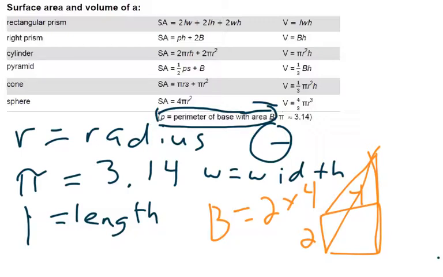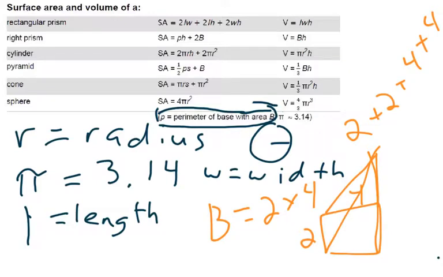But if you get the letter P, it's the perimeter of the base. Let's say we're getting the surface area of the pyramid. We already have the capital letter B, but we need to know what P is. That's the perimeter of the base, so in this case, we would go 2 plus 2 plus 4 plus 4, and we would get 12. So the lowercase p is just all of the sides of the base added together. And then lastly, there is a letter S.